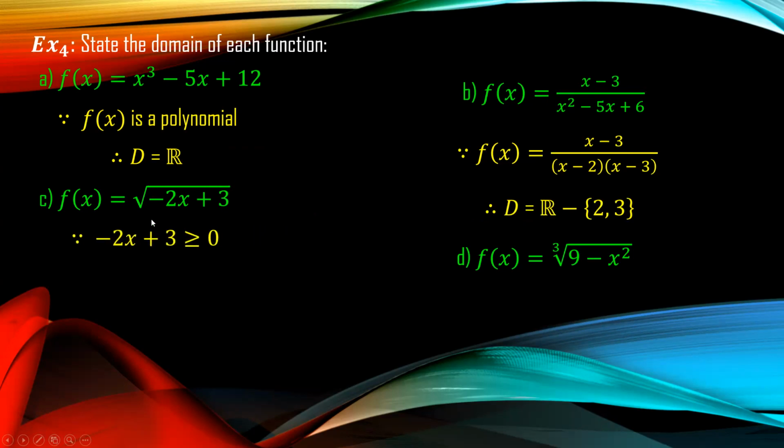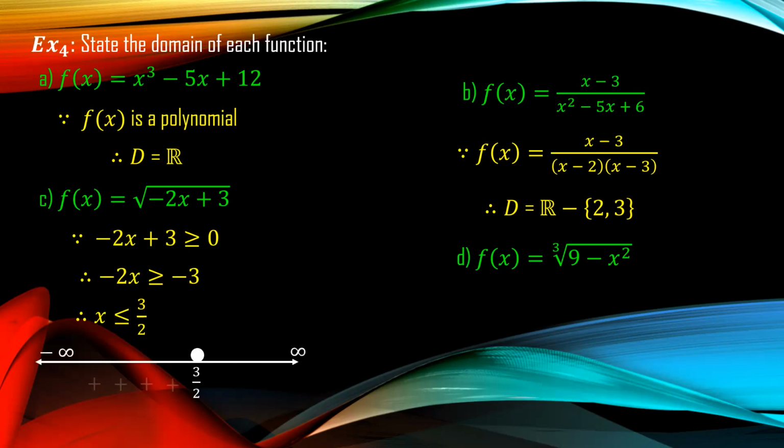Here the index of the root is even, so the domain is the values of x that make -2x plus 3 greater than or equal to 0. So -2x is greater than or equal to -3, x is less than or equal to 3 over 2. So its domain is the semi-open interval (-infinity, 3/2]. For the last one, the index is odd, so the domain is R.